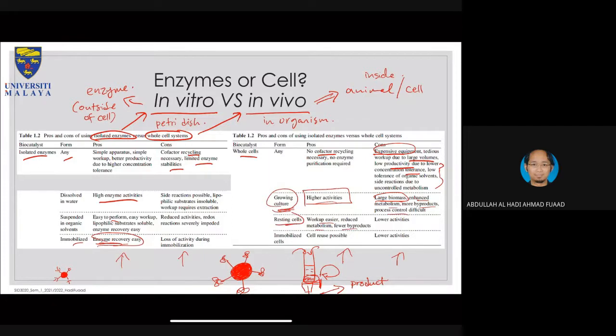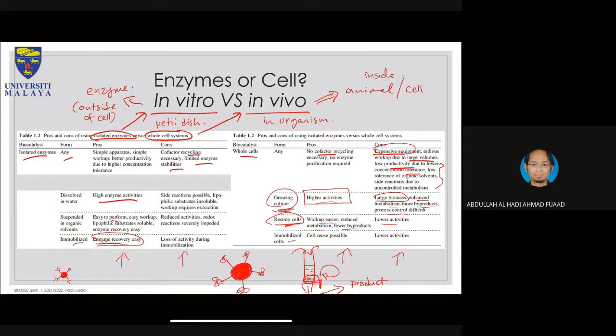So for resting cells, meaning that the cells are not dividing, I did not go into very much detail about cell systems because it's a bit complicated. Since you guys are chemistry background students, you do not really know about cell growth and so on, and there are a lot of factors that play a key role. So if you were to use resting cells to get your chemical reaction going, you will definitely get a lower activity compared to an active cell.